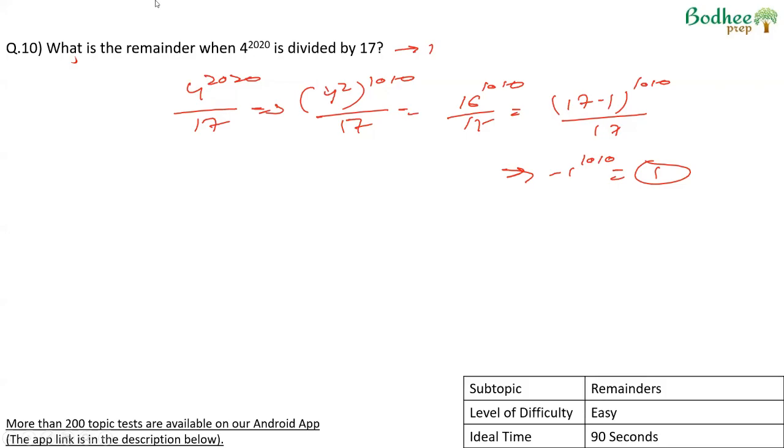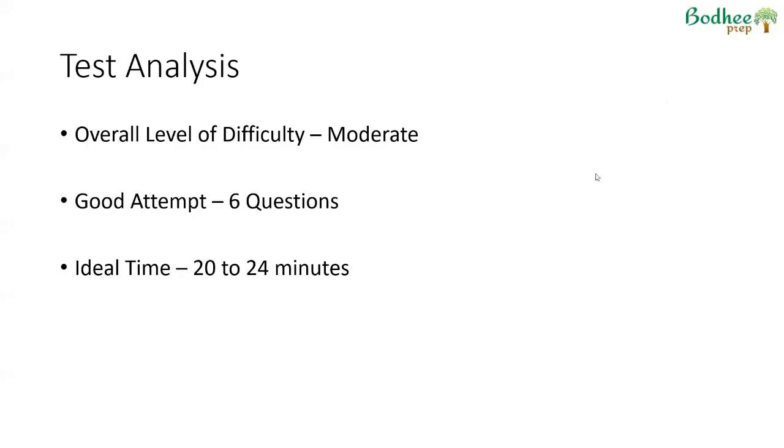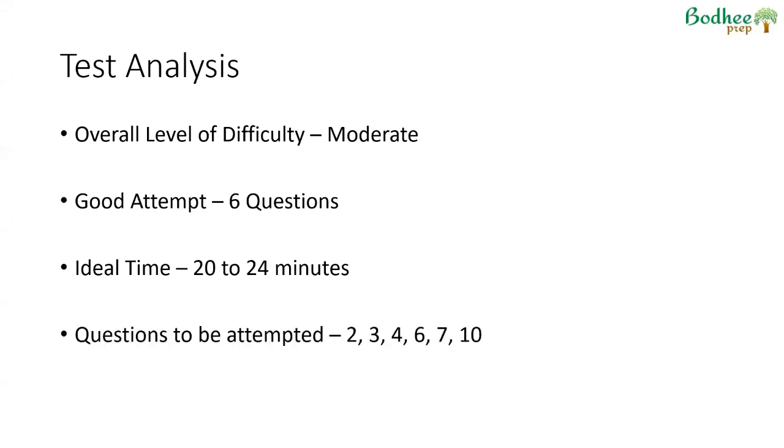And therefore, if you look at the overall paper, it is a moderate level of difficulty paper, 6 questions net correct is required. Attempt time may be a little high, and the attempt that I would go for is 2, 3, 4, 6, 7, 10. Which are these questions?